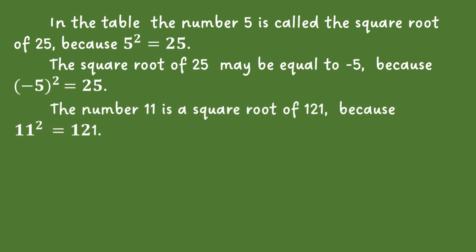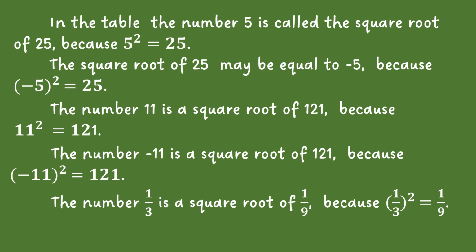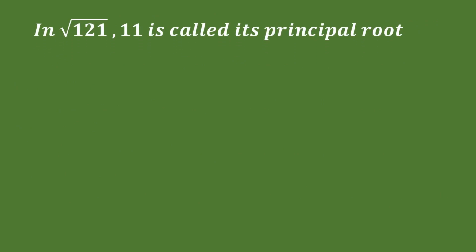The number 11 is a square root of 121 because 11 squared is equal to 121. The number negative 11 is a square root of 121 because the quantity negative 11 squared is equal to 121. The number 1/3 is a square root of 1/9 because the quantity 1/3 squared is equal to 1/9. In the square root of 121, positive 11 is called its principal root.